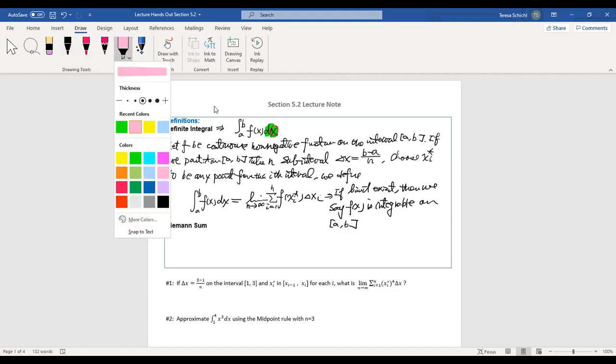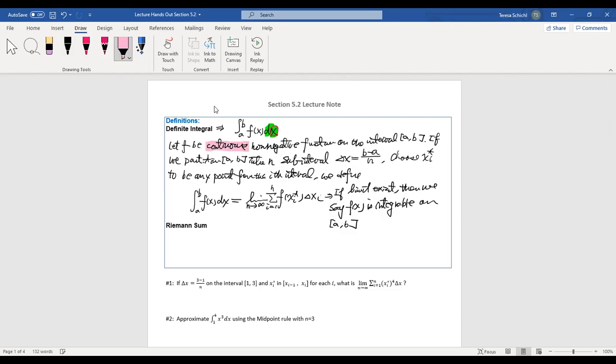Let's highlight a few things. Be careful: f has to be a continuous, non-negative function on the interval a, b. And this point can be any point, right? From the previous video, we practiced using the right endpoint, left endpoint, or midpoint, but in fact you can choose any point. So the definite integral of f of x dx will be the limit, meaning you partition this interval into an infinite number of subintervals.